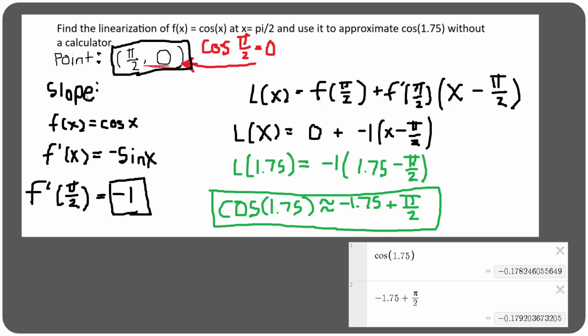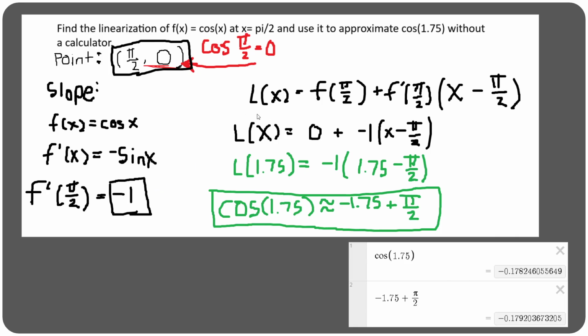Okay, now let's find the slope. When you want to find the slope of anything in calculus, remember, always take a derivative. So you take the derivative, which is negative sine x, and then you just plug in pi over 2. So you have f prime of pi over 2 is equal to negative 1.